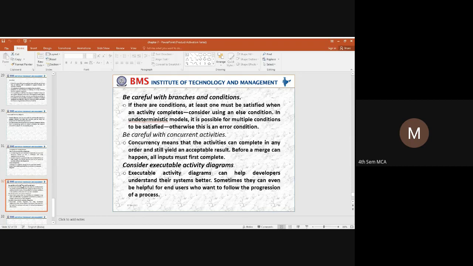Next thing is, be careful with concurrent activities. When all the activities have to be executed in parallel, the actual result has to be checked, whether those results are acceptable or not. Next thing is, consider the executable activity diagram. When we are trying to implement the same activity diagram in software, it should be in the form of an executable process.